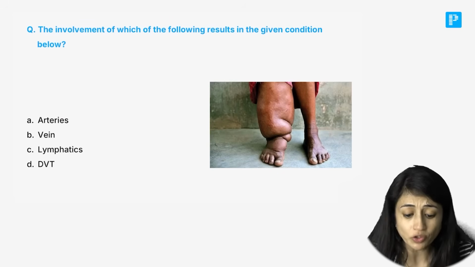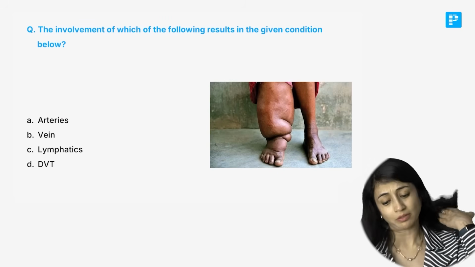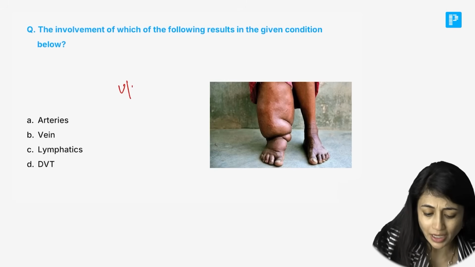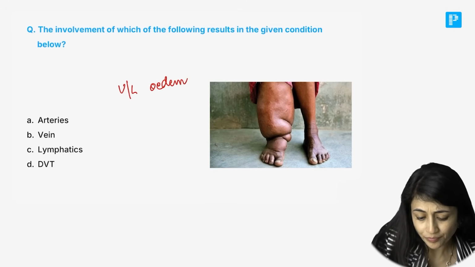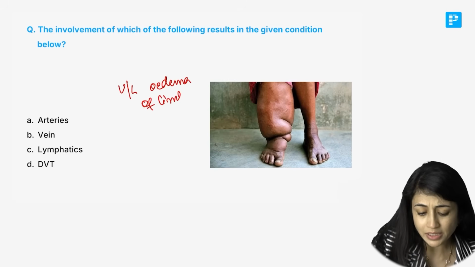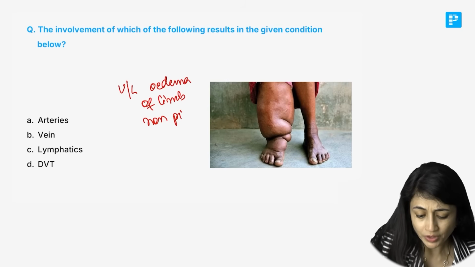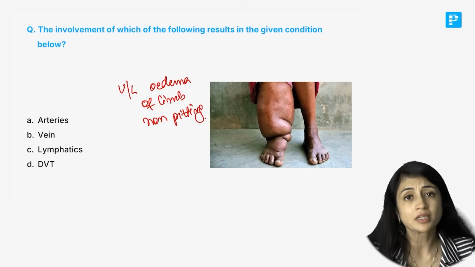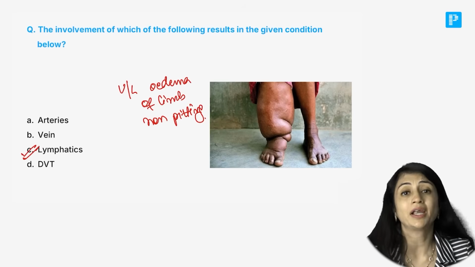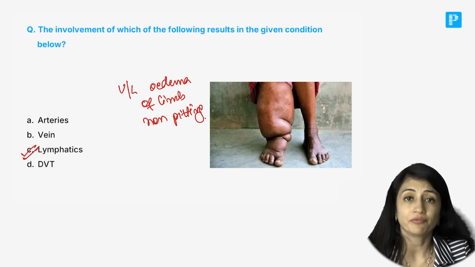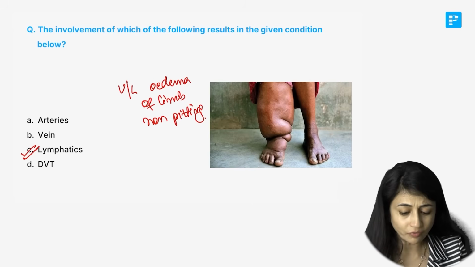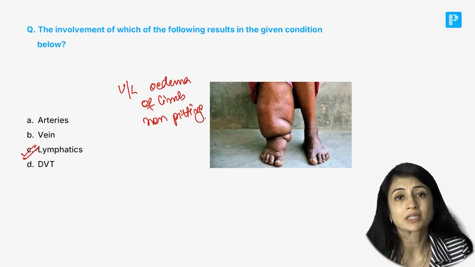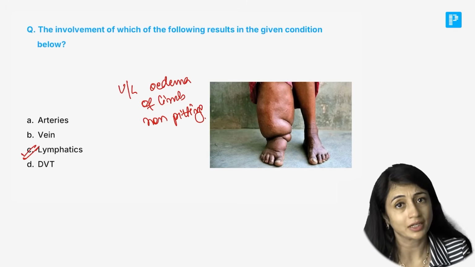The involvement of which of the following results in the given condition seen below? Now, this is a very, very easy question. What do you see? You see unilateral edema of a limb, and most likely it's a non-pitting edema. So, when you have unilateral non-pitting edema of the limb like this, it is usually an underlying lymphatic issue, so this would be lymphatics here. Arteries, veins would not present like this. DVT does not present like this. It is the lymphatics which present like this. Most likely it's a case of filariasis.